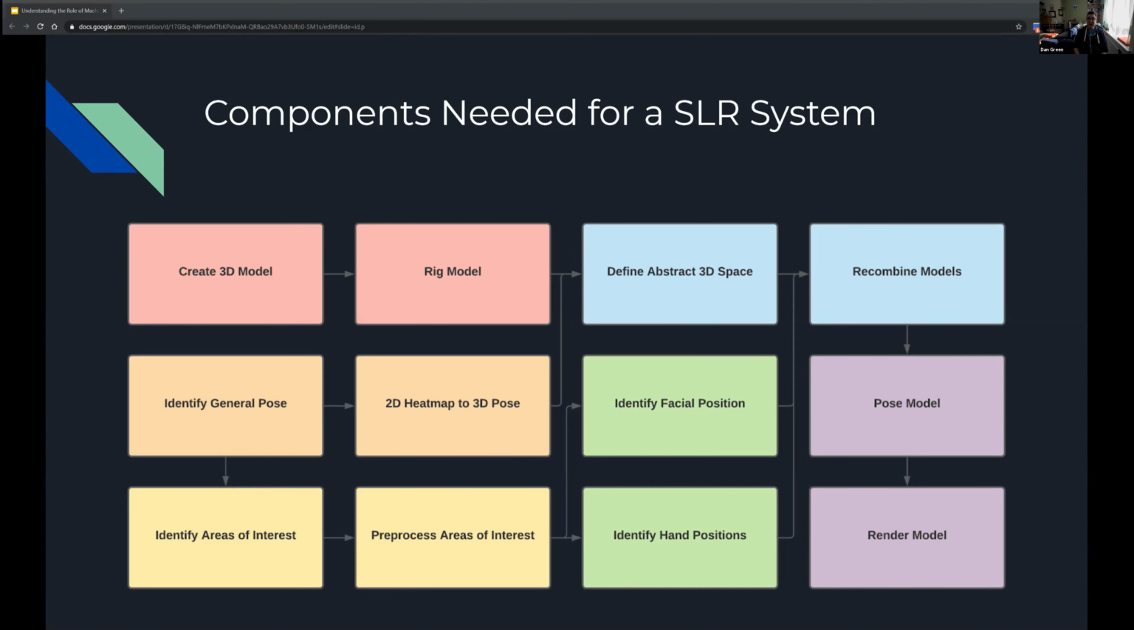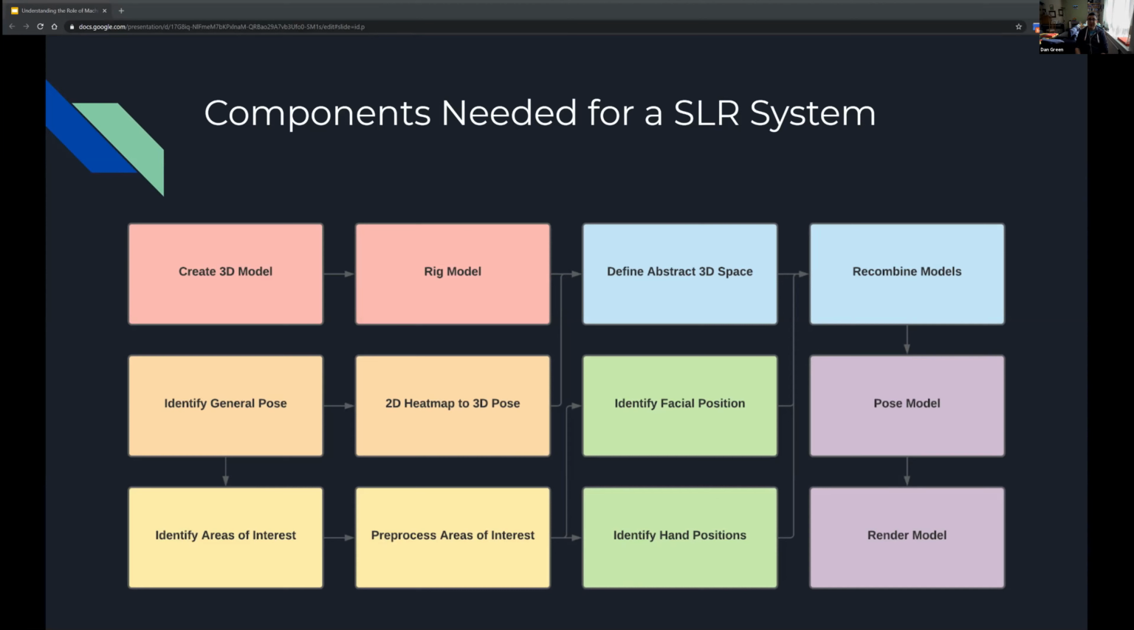We then need to do the yellow area, which is the areas of interest. So for me, that is the face and the two hands, working out where they are so that we can then do some more recognition on them, which is then the green area, working out what the position of the face is and the hand shape, orientation and stuff like that.